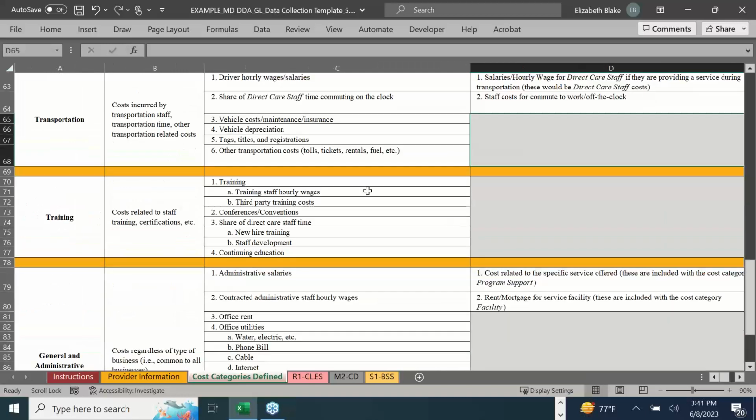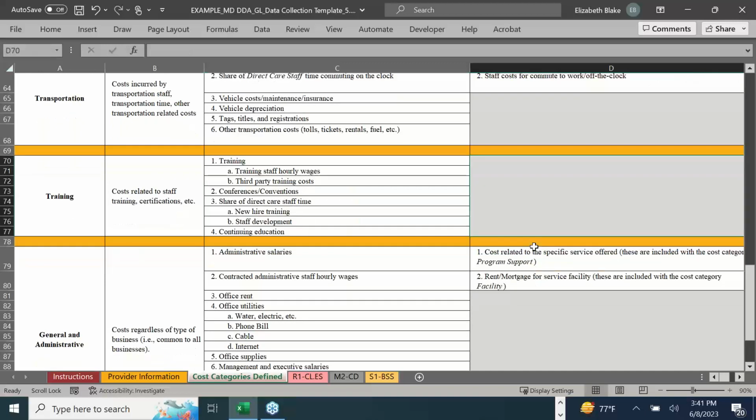So then we have our training, and training I think is pretty clear. We didn't list anything to exclude because anything that is going to be related with training is going to be included in our training cost category here.